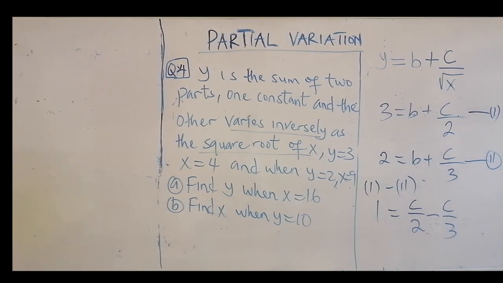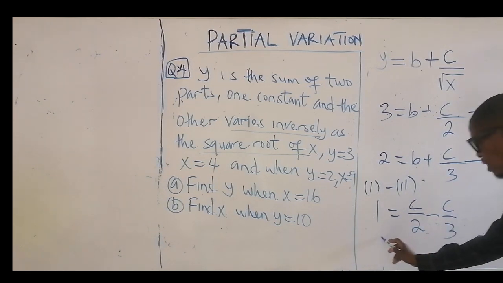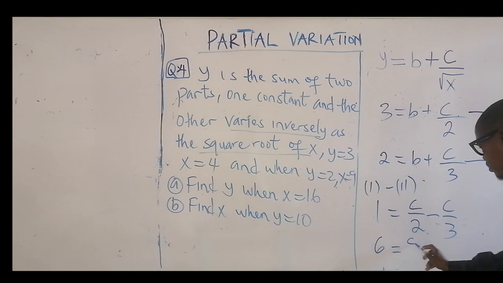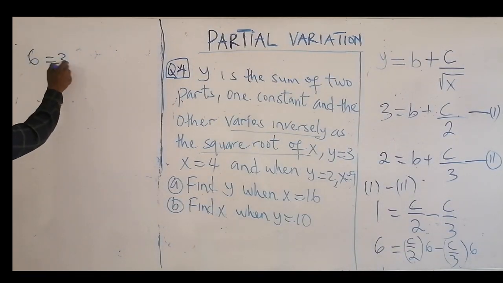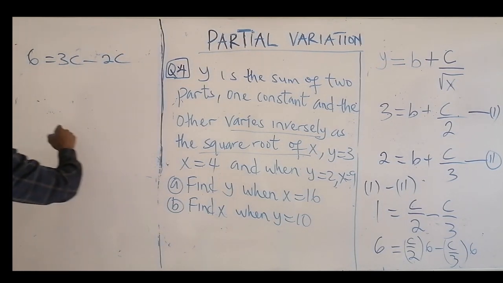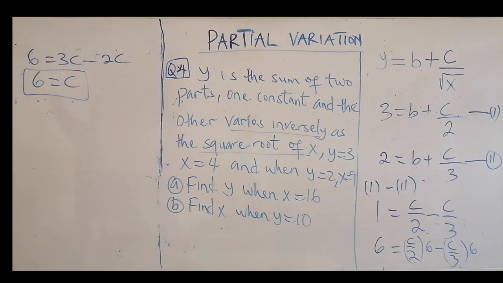So let's now solve this. The common multiple of 2 and 3 is 6, so multiply each term by 6. So I have 6 here, and this will be equal to 6c over 2 minus 6c over 3. So I'm going to have 6 equal to 3c minus 2c. So 6 equal to c.